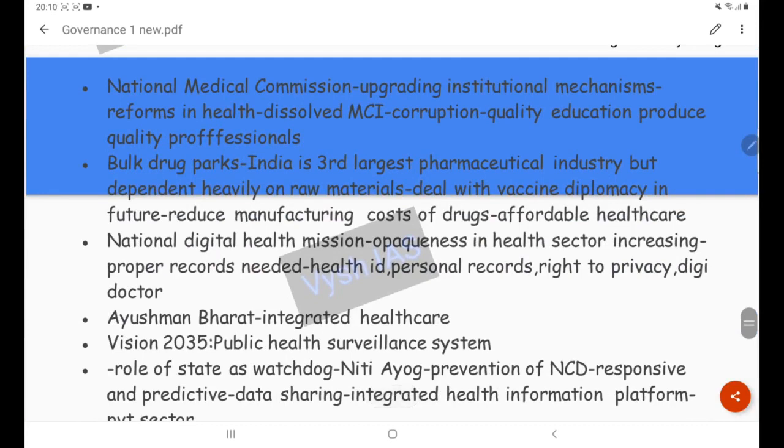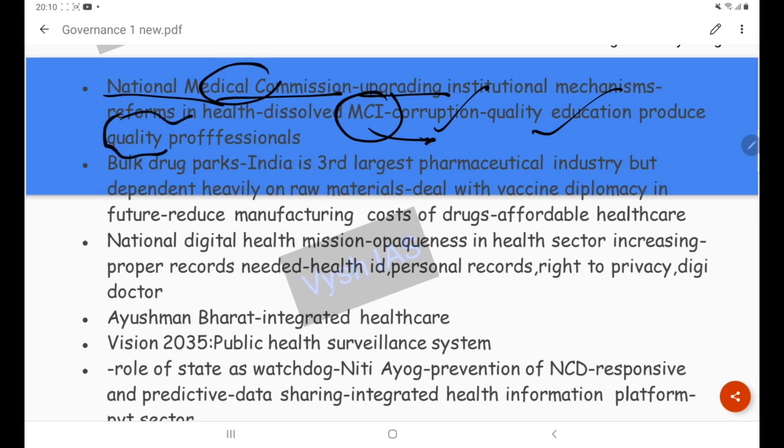Next are other institutional reforms and infrastructure reforms. National Medical Commission is a new body. It is like upgrading the institutional mechanism. See, this body is formed by dissolving the Medical Council of India. The Medical Council of India was not up to the mark in dealing with corruption and quality education. See, in the health sector we can't take any risk, because only if there is quality education can we produce quality professionals. That can reduce the health burden. So we have to target the problem. For this, the National Medical Commission is being set up.